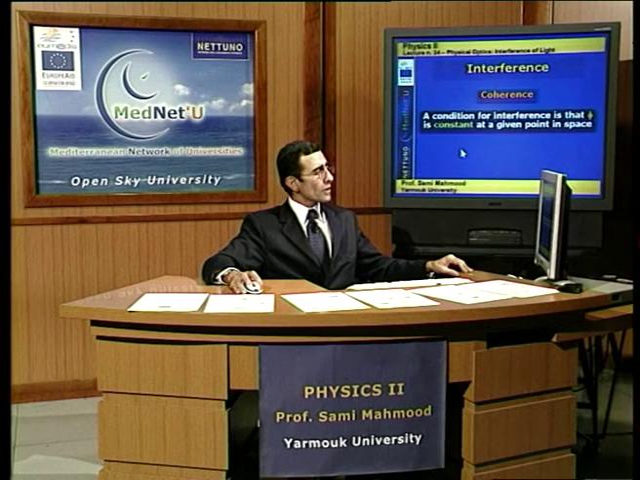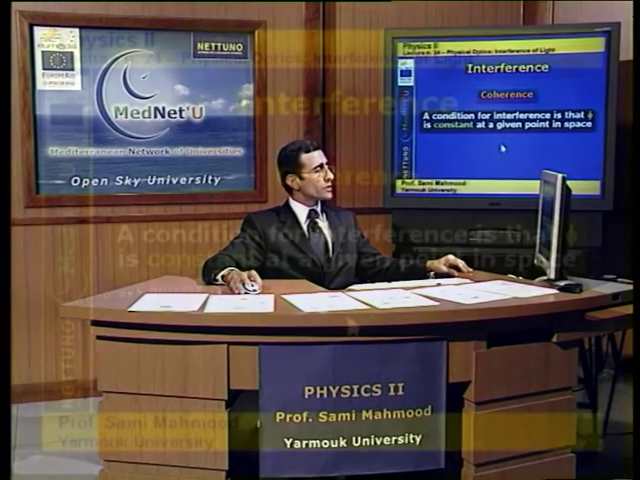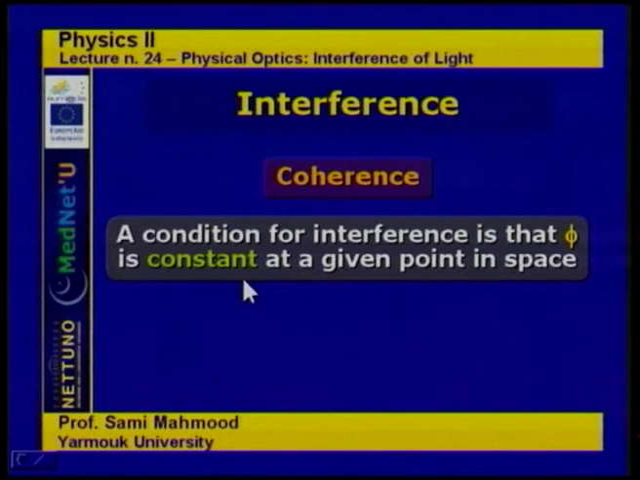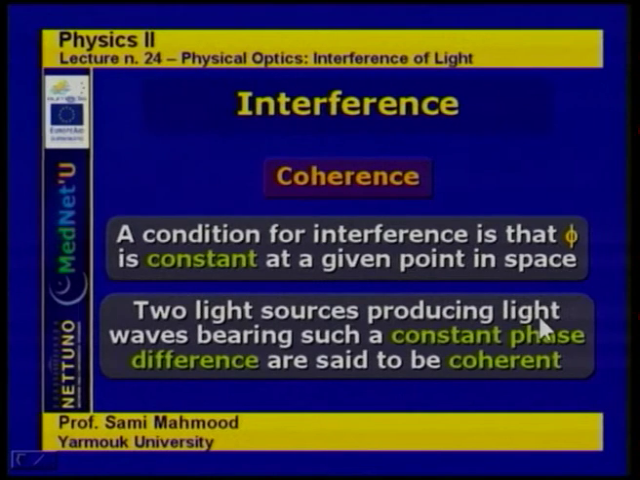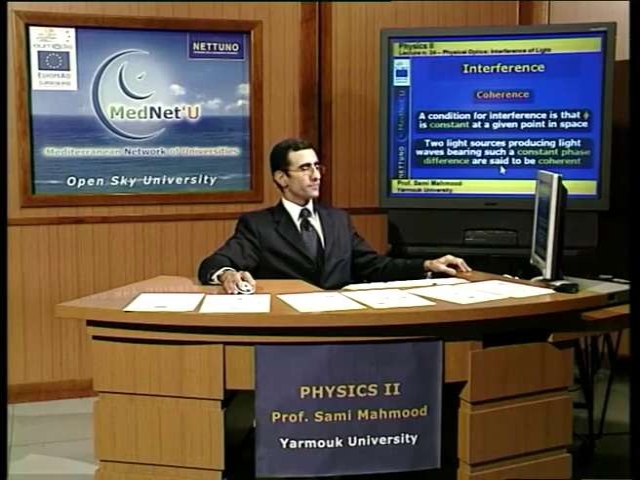And this condition leads to the concept of coherence of light. And we say that the condition for the interference is that phi is constant at a given point in space, which means that these two light sources or light waves, which bear this constant phi phase difference, are said to be coherent. So we call these two sources which produce these two waves with constant phase difference between them coherent sources.